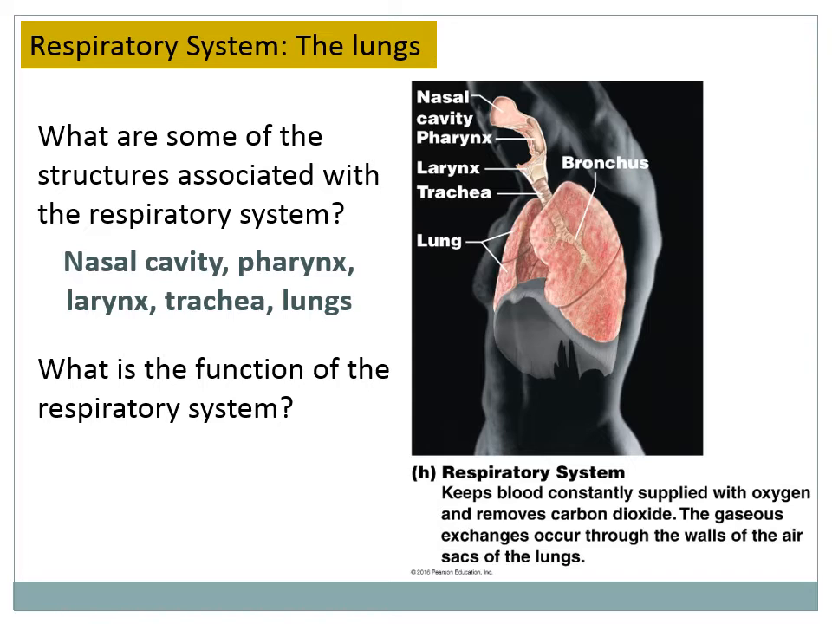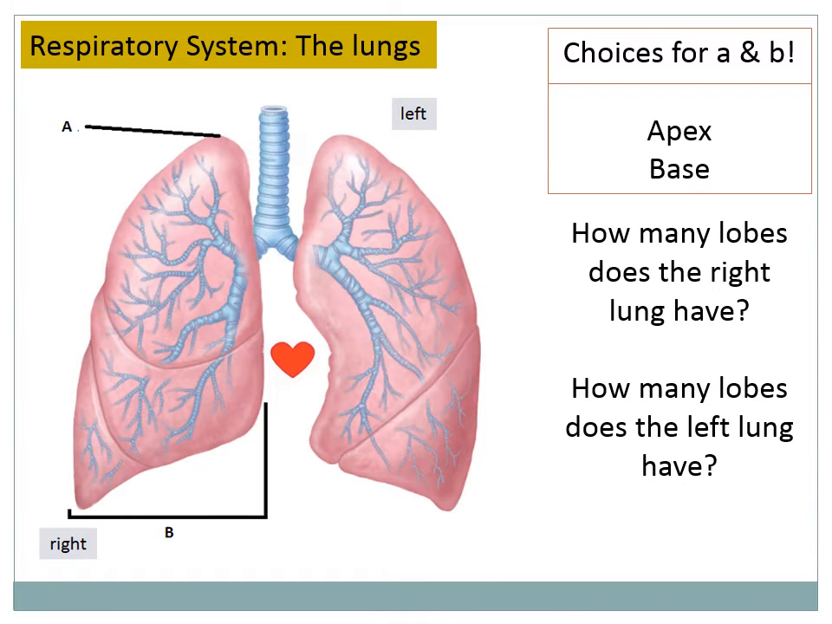Looking at the words below the picture, what is the function of our respiratory system? Yeah, so the respiratory system is going to keep blood constantly supplied with oxygen, and it's going to remove the carbon dioxide from the blood. So the main function, we're going to take a look at the lungs now, so you can see our lungs right on this page here. We have a left and a right side to our lungs.